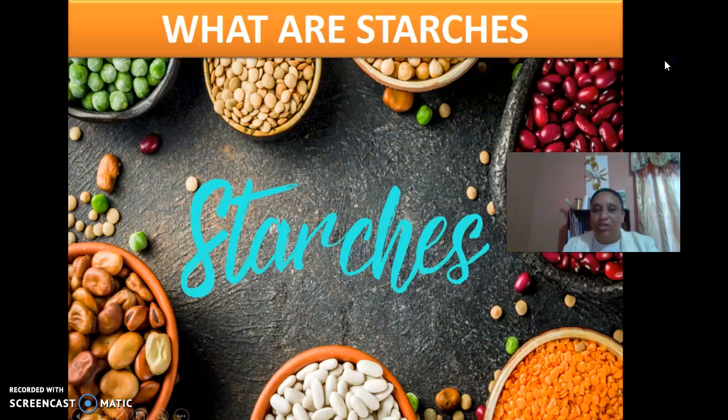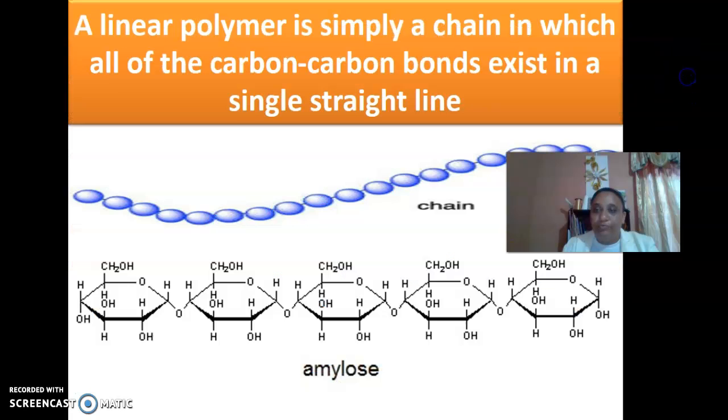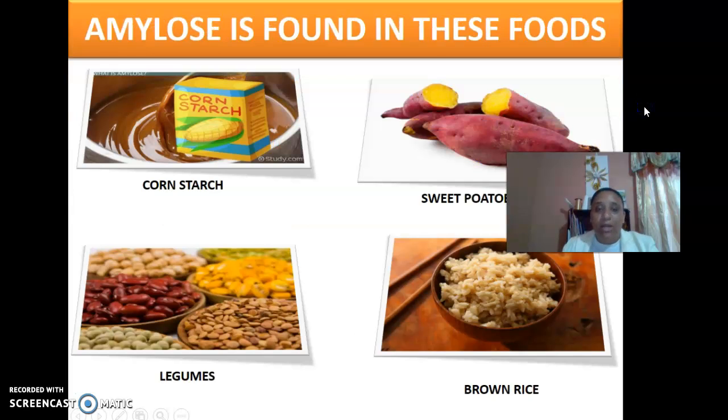So what are starches? Starches are storage forms of glucose found in plants. 10 to 30% of plant starch is in the form of a linear polymer. This linear polymer is simply a chain in which all of the carbon bonds exist in a straight line. Amylose is found in these foods: cornstarch, sweet potatoes, legumes, and brown rice.